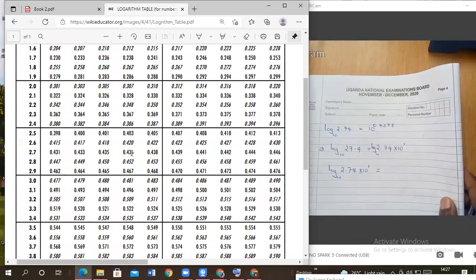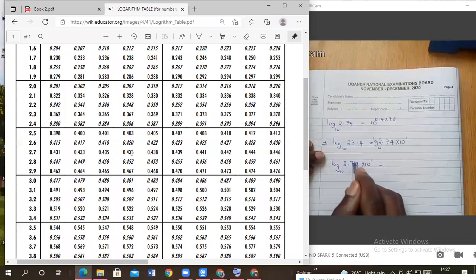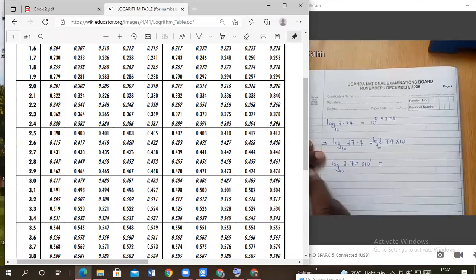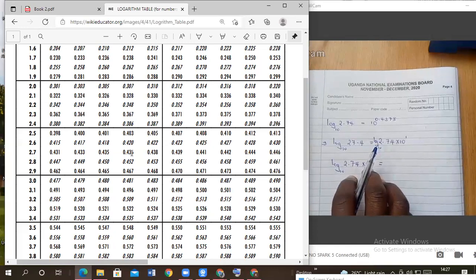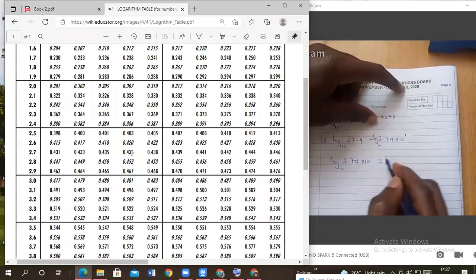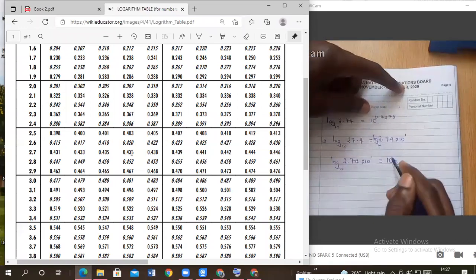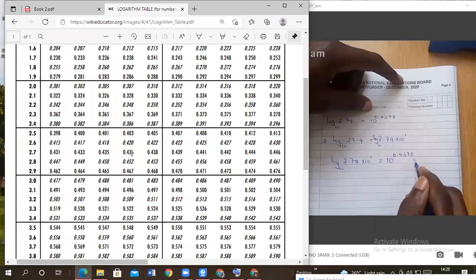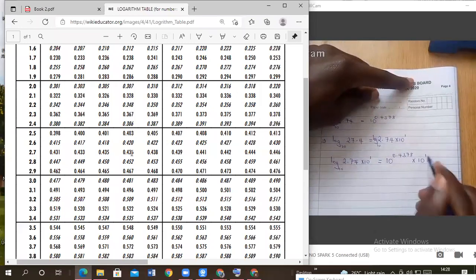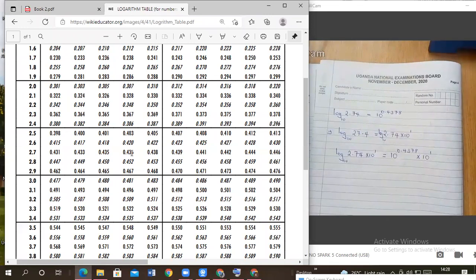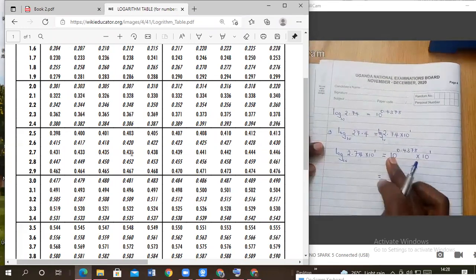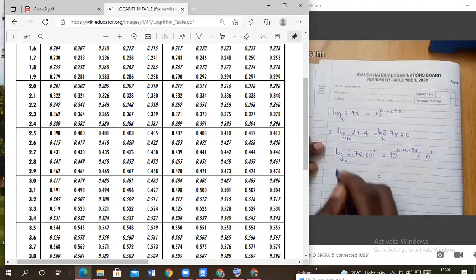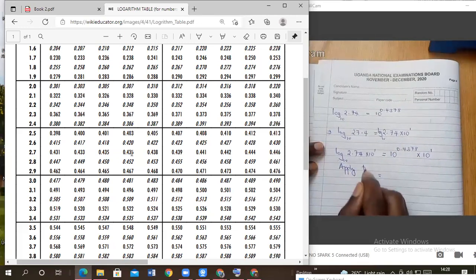Members, what we are doing, we have expressed this one to the power of 10. Why do we have to do that? So that they have the same base, so that we can add the powers. We said when these numbers have the same base, we add the powers. So this one gave us 10 to the power 0.4378 times 10 to the power 1. Now you see that they have the same base.